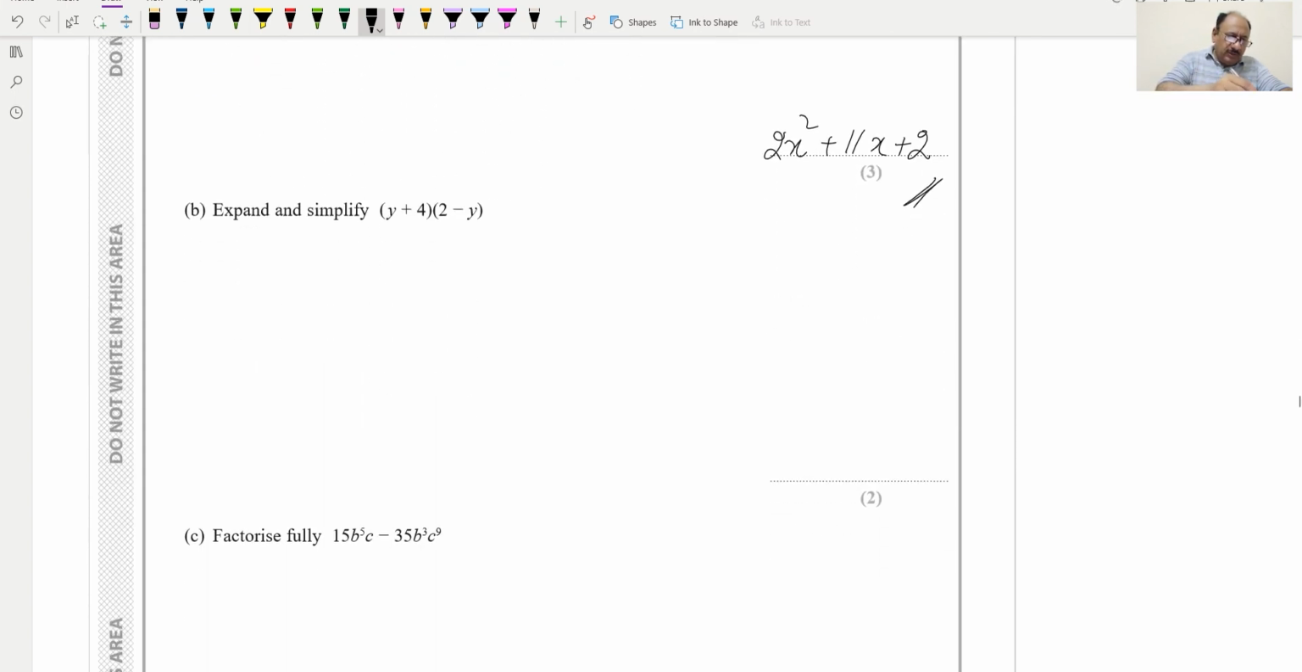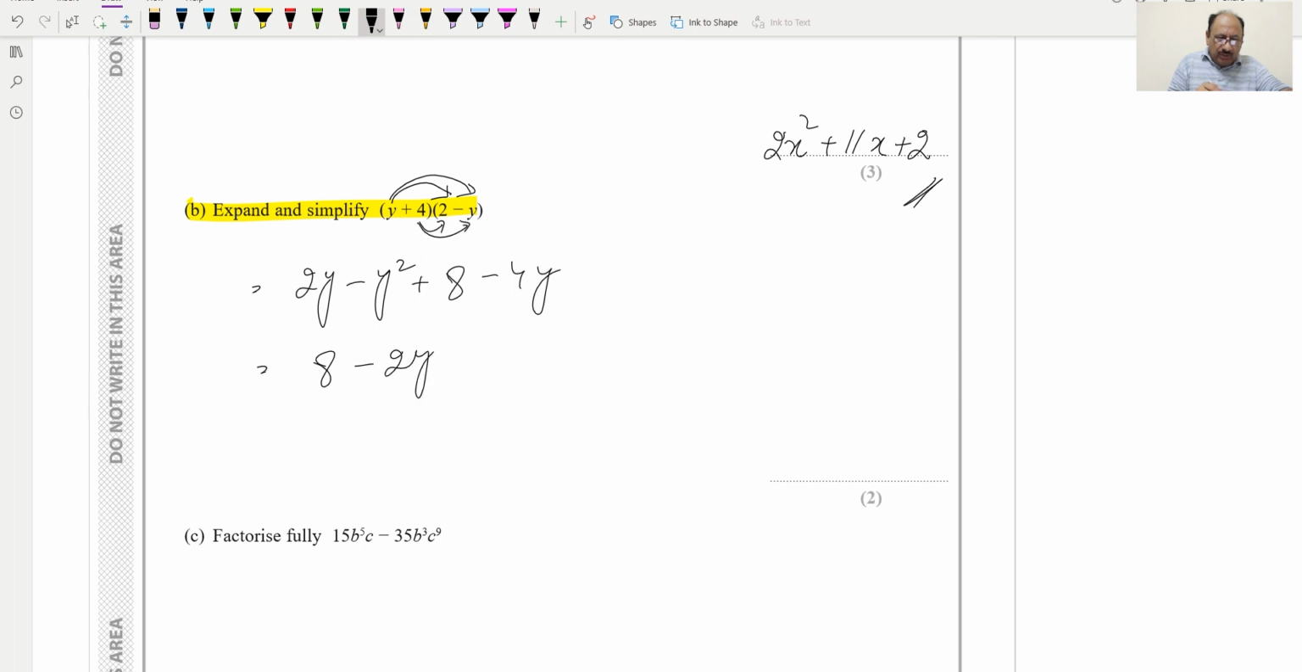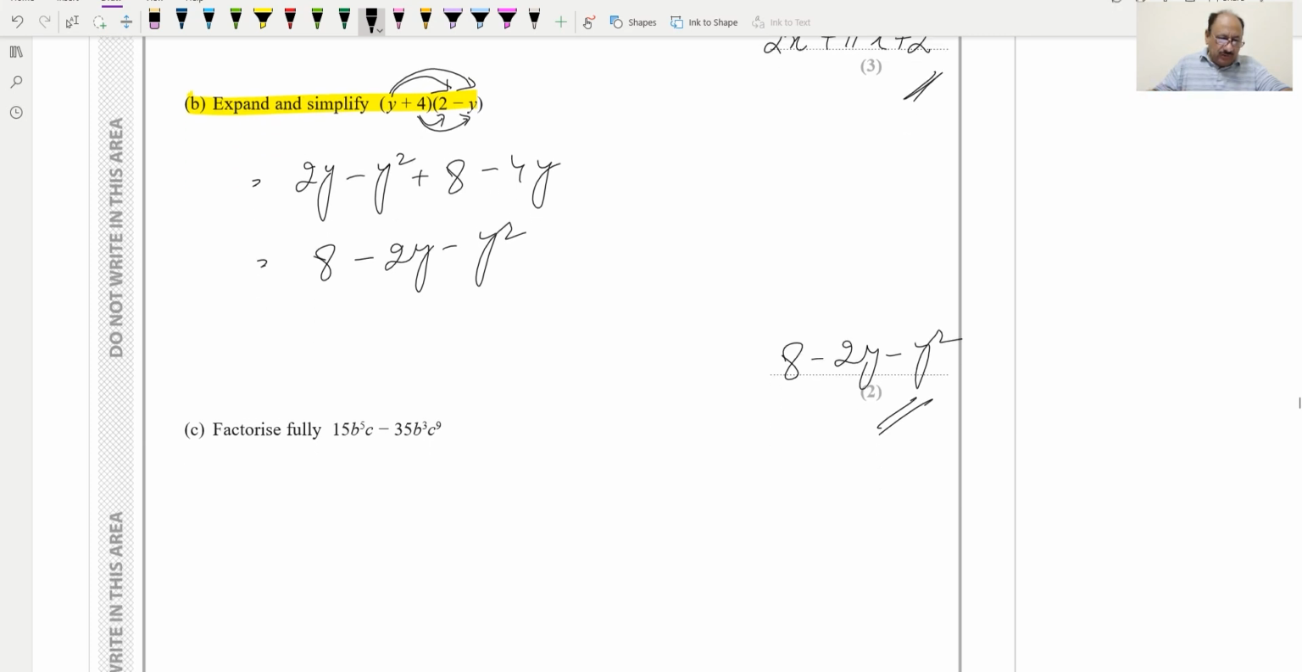Now question B part, expand and simplify. We have to expand and simplify. Y multiplied by 2 will be 2y, and y multiplied by minus y will be minus y squared. 4 multiplied by 2 will be plus 8, and 4 multiplied by minus y will be minus 4y. We can rearrange, and this will be 8 minus 2y minus y squared, and this is the 2 mark question which is done.